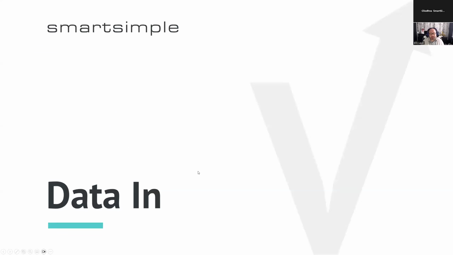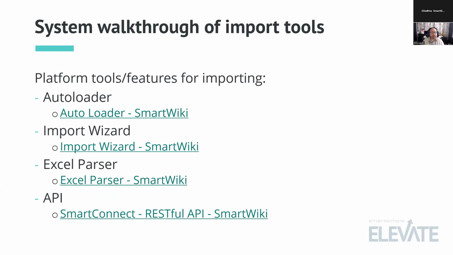So to start, let's focus on getting data into SmartSimple. I've got 4 examples here that I'll be showing you today. One is the Autoloader, which gives you a means of loading large amounts of data from a spreadsheet format, let's say, into the system in one shot. Same is true for the import wizard, which lets you bring in data from outside the system and just import it through a wizard format into the system.